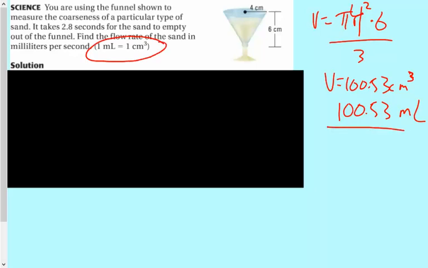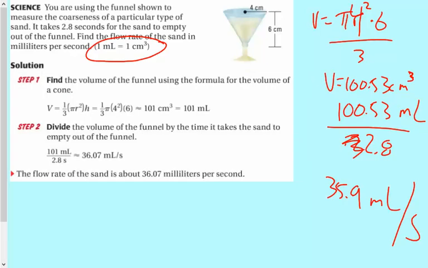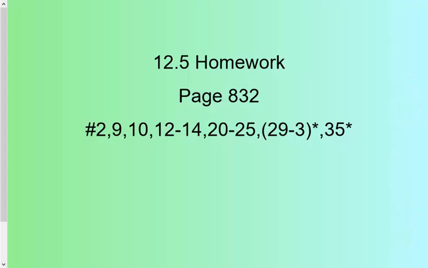And then we're just going to take that and divide it by 2.8 because that's how long it takes. And we get an answer of 35.9 milliliters per second. That's how much sand is flowing out of there. Okay, so they rounded up to 101, so their answer is actually less accurate than mine. All right, there you go.